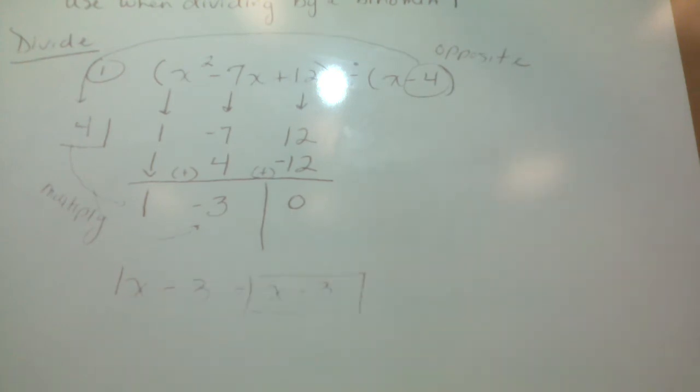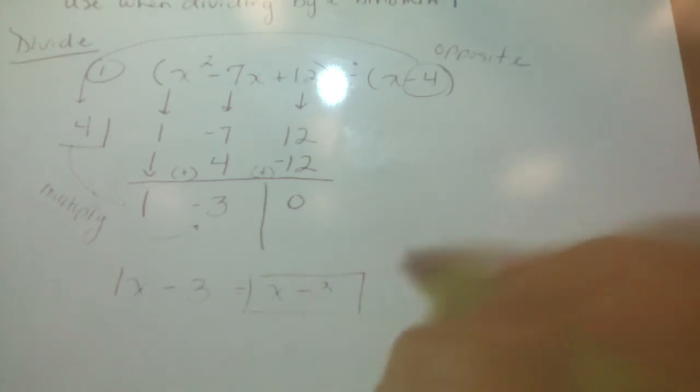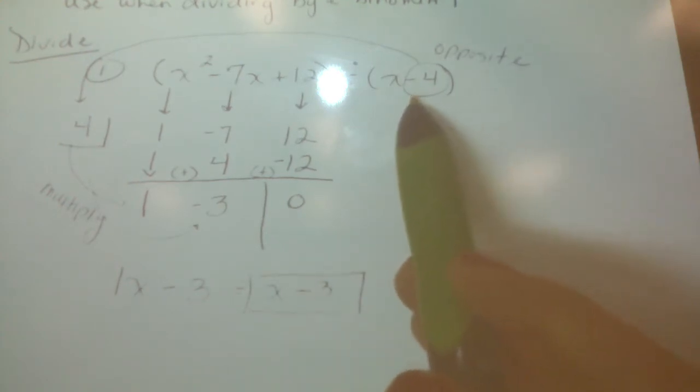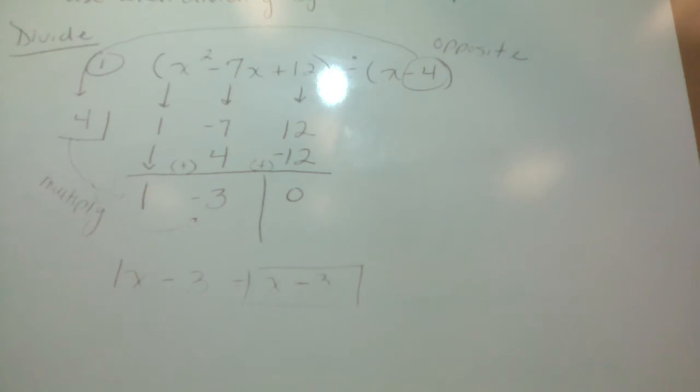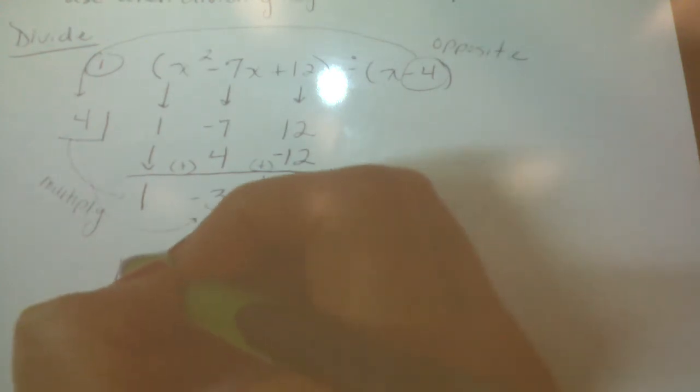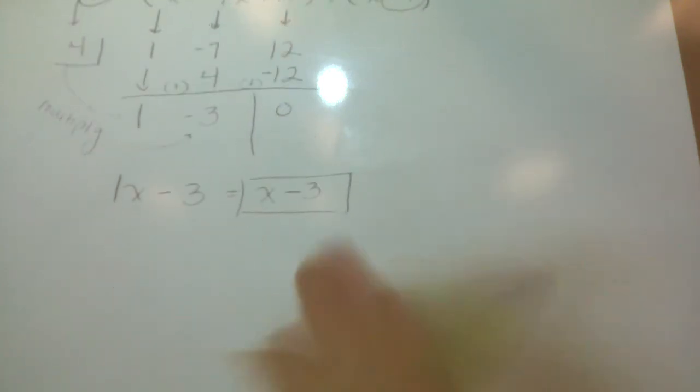Now, what we're really doing is undoing the FOIL or box method. If I take this x minus 3, put it in parentheses, and multiply it to the x minus 4 using the box or FOIL, I'm going to get the x squared minus 7x plus 12. That's just a way to check your answer. Let's take a look at number 2.